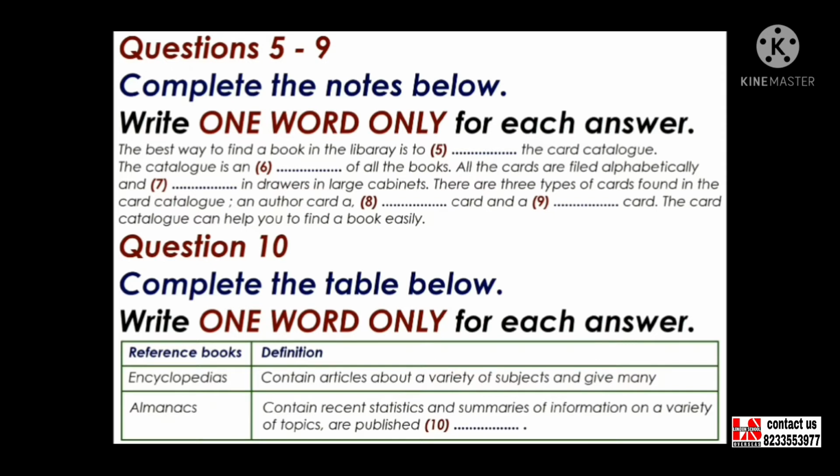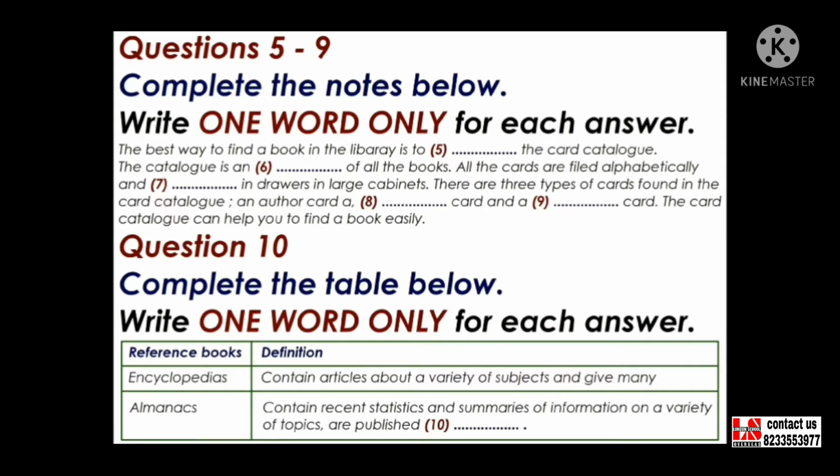In many university libraries, they use their own cataloguing system or the microfiche system. Both of them list publications under author and title, and both are very easy to use. Now, let us see the reference books.